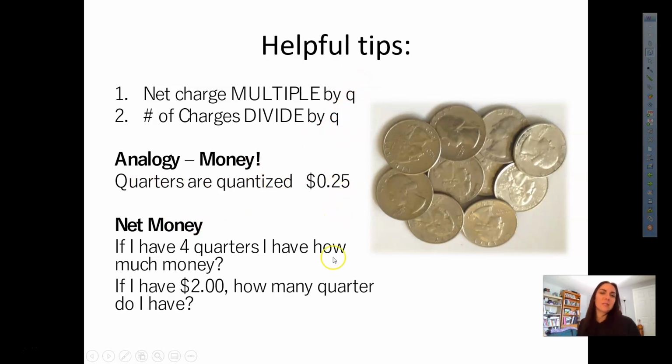Another way to think about things is, I use the money analogy. Charges are quantized, quarters are quantized, sorry. In other words, it's always 25 cents. Like I said before, you can't take a quarter and break it in half and try to change the value. You just ruin the quarter. And if I say I have 4 quarters, how much money? I do 25 cents times 4. That's net money, right? Or I could do the opposite. If I have $2, how many quarters do I have? Well, I divide by a quarter, right? And when I do that, I get 8. So think of it that way, because that's exactly what you're doing when you come to finding net charge and number of charges.